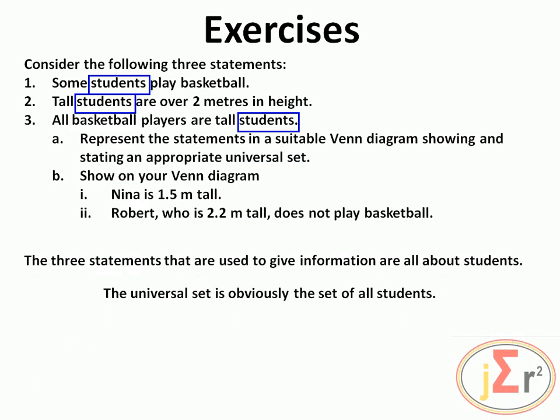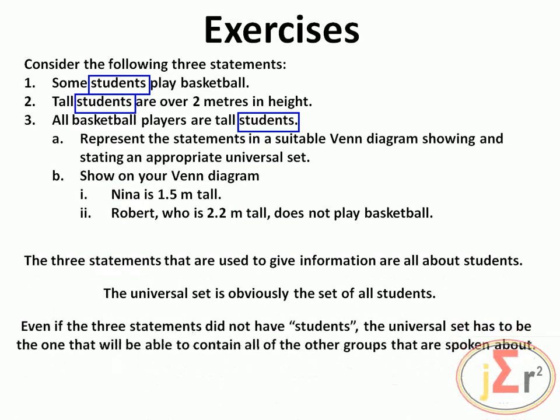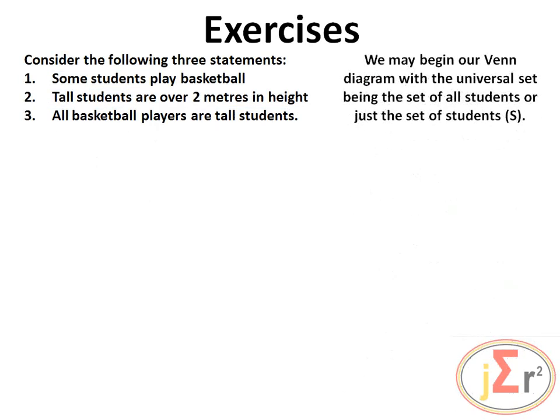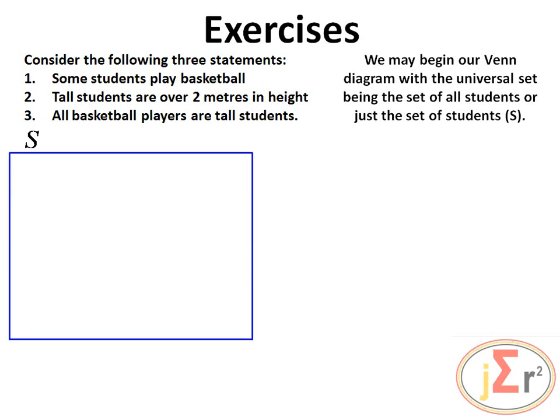The universal set is obviously the set of all students. Even if the 3 statements did not have students, the universal set has to be the one that will be able to contain all of the other groups that are spoken about. We may begin our Venn diagram with the universal set being the set of all students, or just the set of students S. So we're going to call that set of students S, and that is for the universal set.